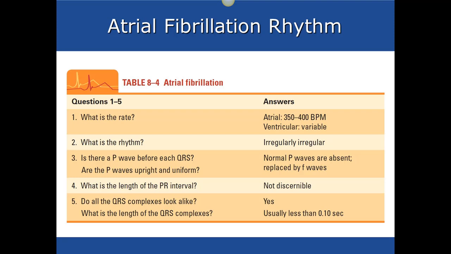So as we go through our chart, we compare the rate. Once again, much like we saw in atrial flutter, our atrial rate and our ventricular rate are going to vary. The atrial rate, if you were to count it, could be as high as 400 beats per minute. The ventricular rate will be variable depending upon which impulse gets through. The rhythm is grossly irregular.